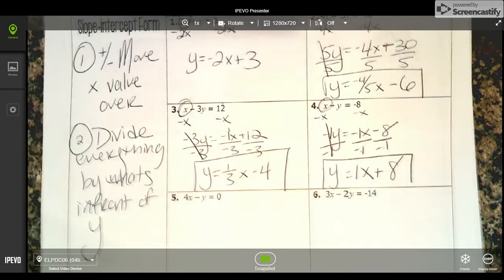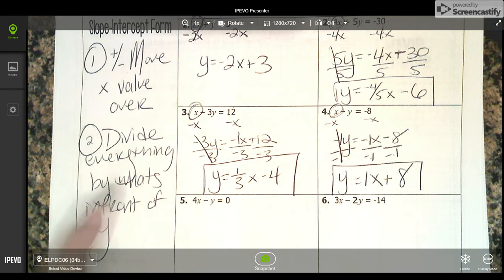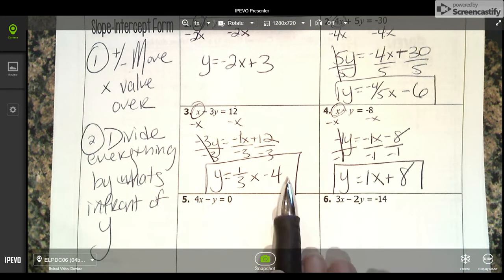So it's the same two steps every single time. Add or subtract to move your x values over, then divide everything by what's in front of your y. You should end up with something that's in y equals mx plus b.